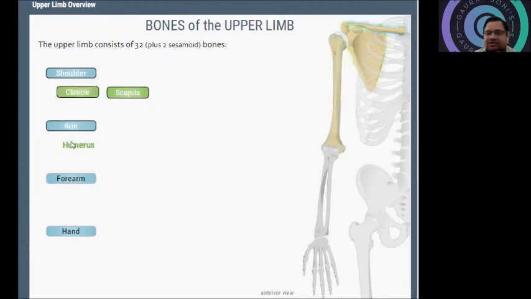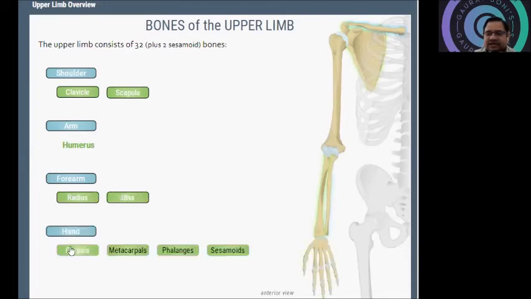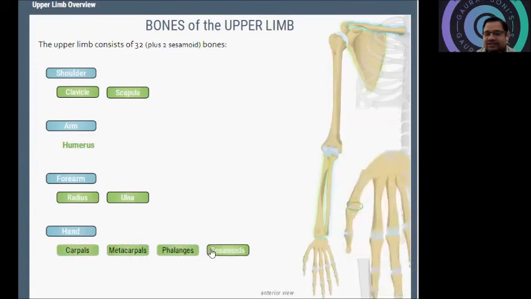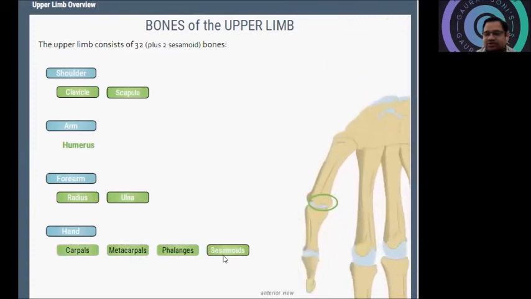Then in the arm region, there is only one bone, that is humerus. You can see the humerus. Then in the forearm, there are two bones, radius and ulna. Radius bone is towards your thumb side when you are standing in the anatomic position, and ulnar bone will be towards your little finger side. And then in the hand, there are 8 carpals, 5 metacarpals, 5 phalanges, and sesamoid bones. These are the sesamoid bones. You can see sesamoid bones. I think everybody knows that these are not typically bones, but they are ossified muscular parts only.